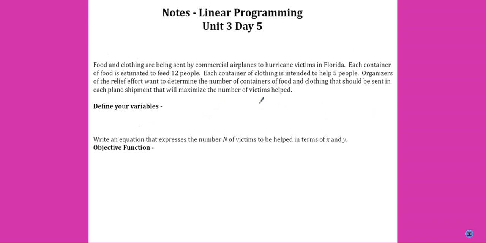So the first thing we need to do is determine our variables. I'm going to use X and Y. The two things that we want to figure out is how much food and how much clothing we should send. So I'm going to have X be containers of food and Y be containers of clothing.